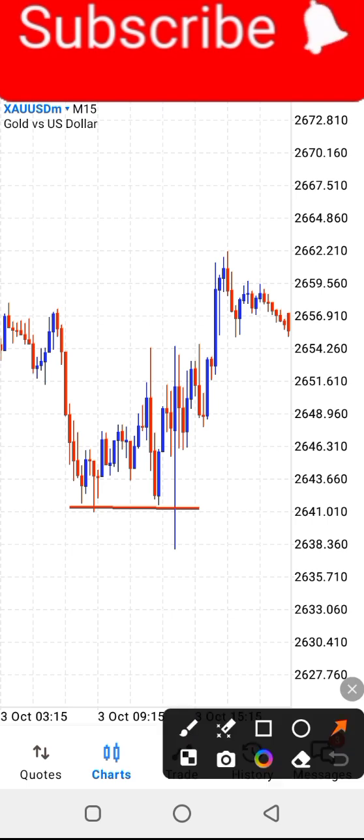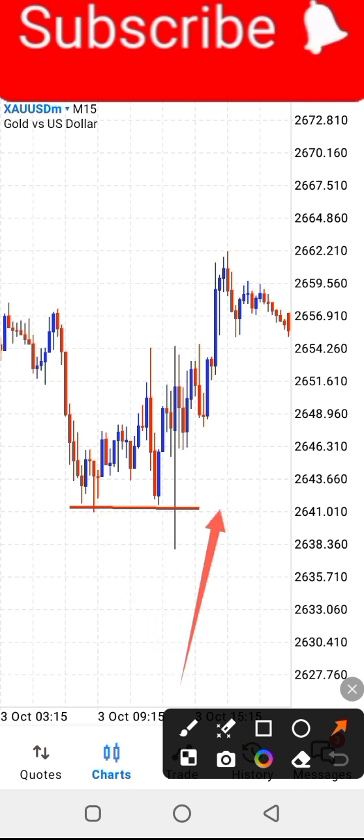Visually you can see that this low right here is relatively equal with this other low, right? And what do you see happening? Look at this crazy wick. They push the price below that, taking retail traders' stop losses before pushing price in the upward direction. So what are you supposed to do when you've drawn this out?